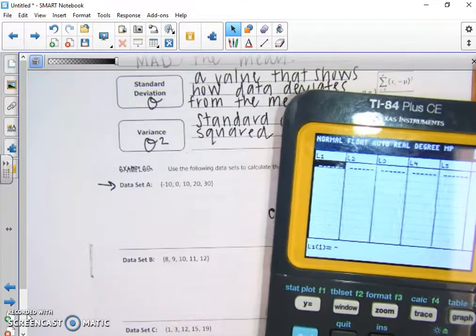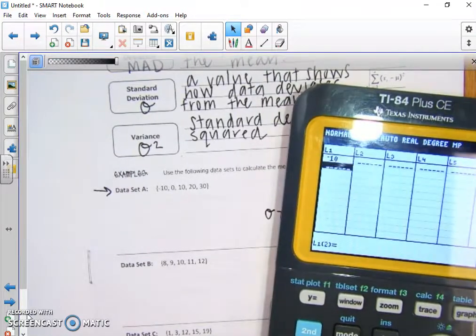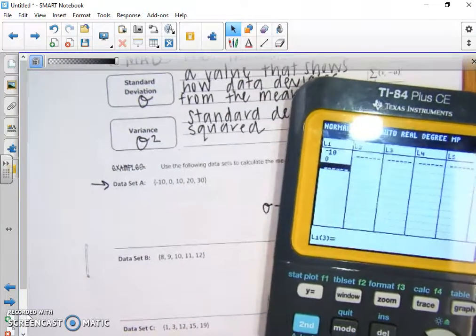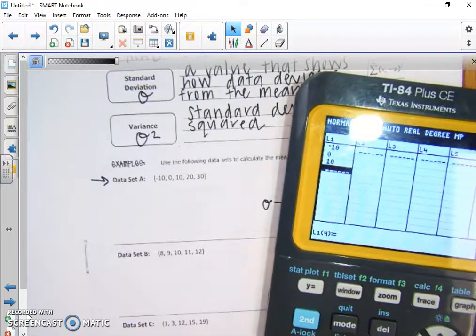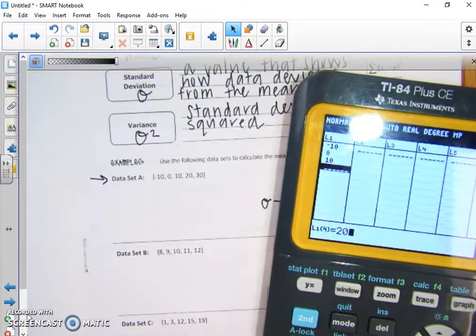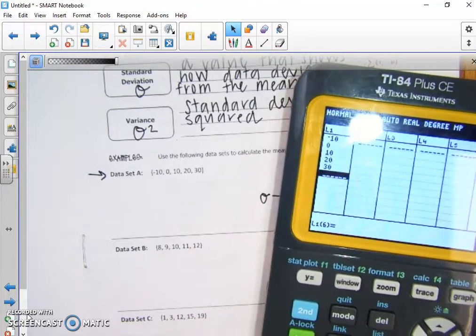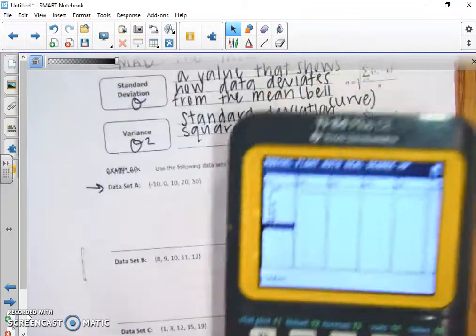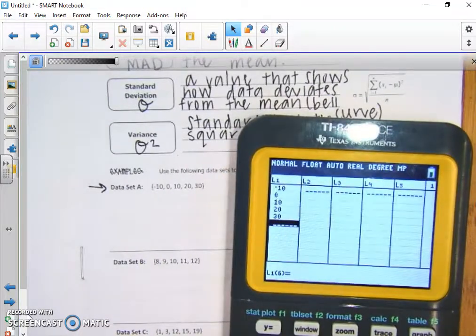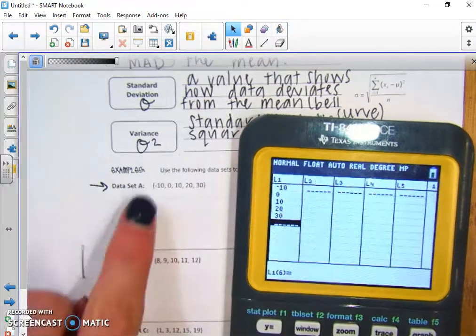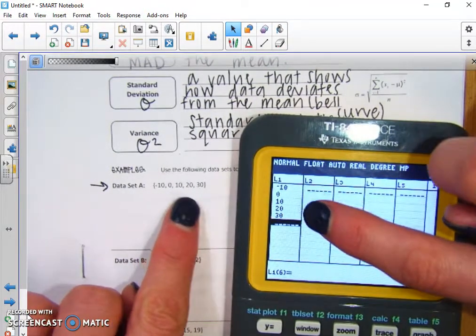We have -10, 0, 10, 20, and 30. I'm just going to double check and make sure that I got all of the correct data points, because one of the biggest mistakes we make in statistics is not writing something down wrong from the calculator, because the calculator does all the work. It's inputting our values incorrectly. So we've got -10, 0, 10, 20, 30.